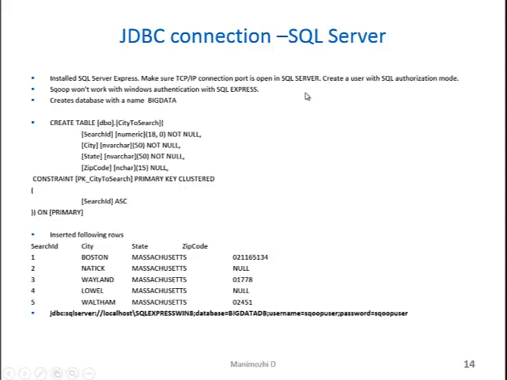So I made sure I created a user, and I created a database, big data, for my use. I created a table with a search ID as a primary key, and I inserted the following rows, and my JDBC connection will look like below. So these are the basic steps I need to do to connect to Sqoop.